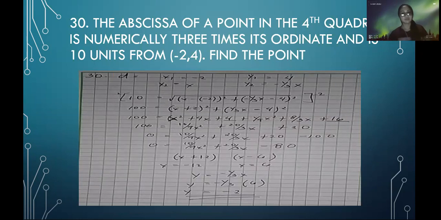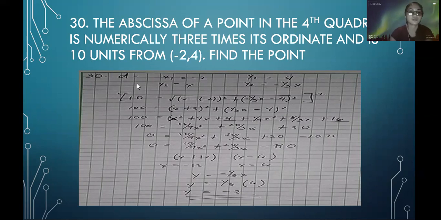Number 3, the abscissa of a point in the fourth quadrant is numerically 3 times its ordinate, and it's 10 units from negative 2 and 4. So find the point. So the d here is positive 10. Then x sub 1 here is negative 2. x sub 2 is x. y sub 1 is 4. And y sub 2 is negative 1/3 x.